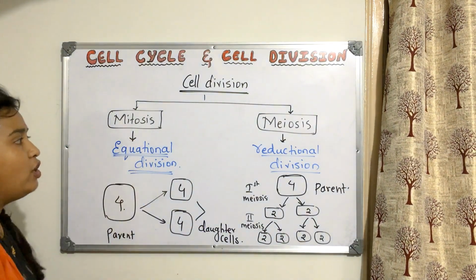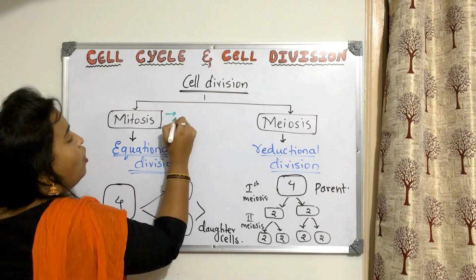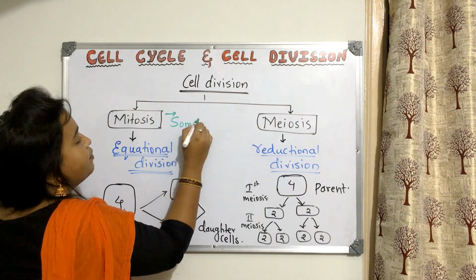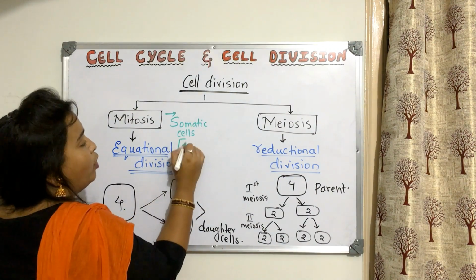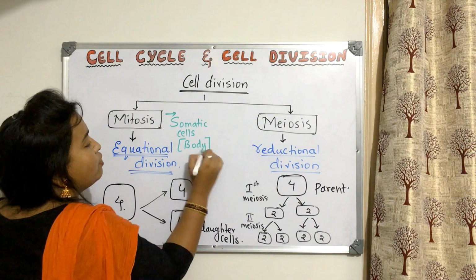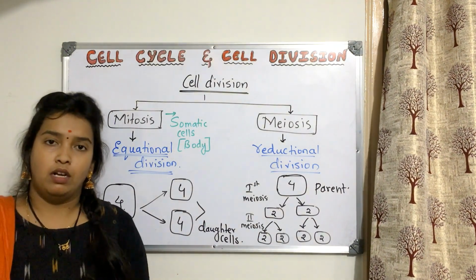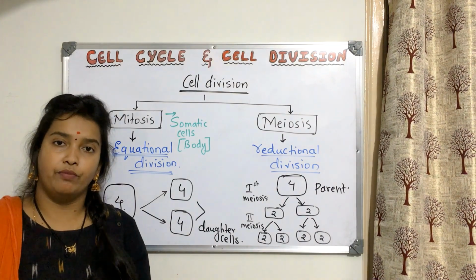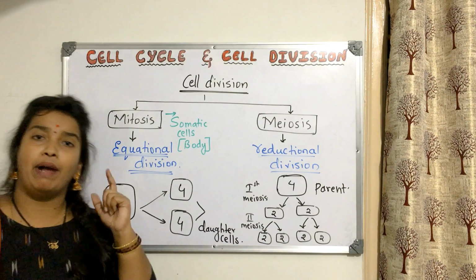Remember, mitosis is found everywhere in the body. You can say all somatic cells. Soma means what? Body, no? So all the body cells, everywhere, mitosis is happening. Skin cells, if you see, all over the body we have this division going on called mitosis.